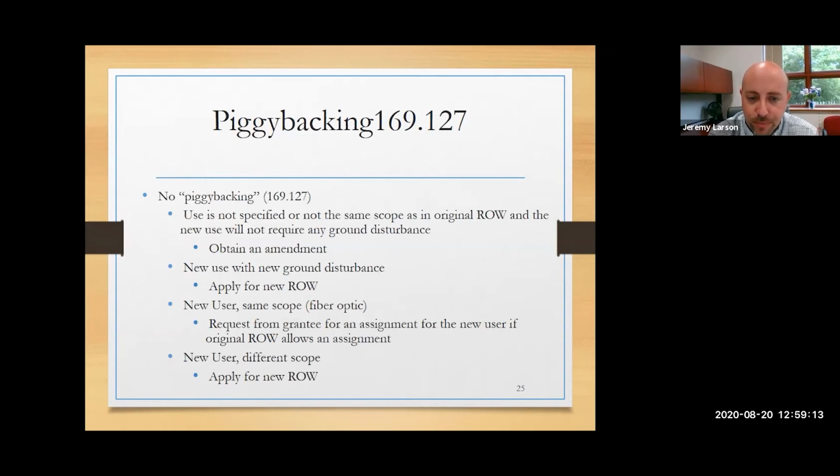If the new user is the same scope, such as fiber optic, then that request from the grantee for an assignment for the new user of the original right-of-way allows an assignment. So if the language of the original grant does not specify an assignment, then you'll need to obtain a new right-of-way. If you're a new user and different scope, then you'll have to apply for a new right-of-way. So basically, if you have an existing right-of-way and the original grant specifies certain language within it, it's possible you can still use that same right-of-way.